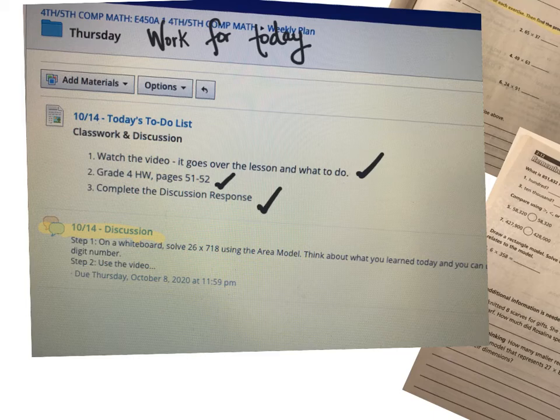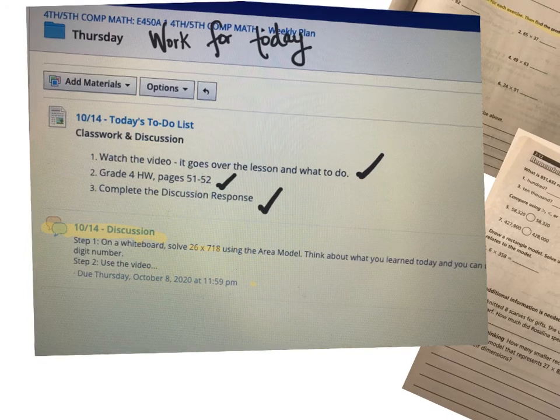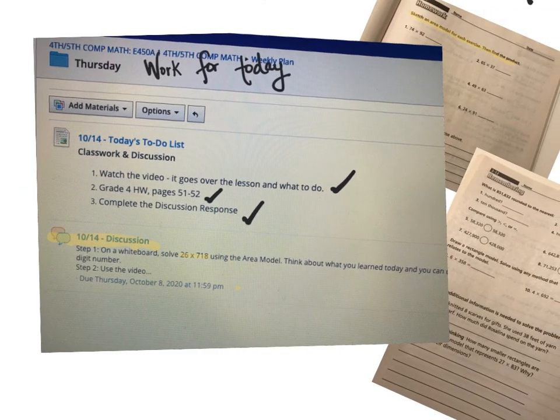And I'm giving you a challenge. I want to see if you can apply what we did today and use the area model to solve a 2-digit by a 3-digit number. Think about what you learned today and see if you can do that. And then you're going to solve this on a whiteboard. And then you're going to use the video feature and just show me your work. You can explain what you did, or you can just show me your work so I can see that you are understanding what we're doing. This is just your teacher's way of checking for understanding.